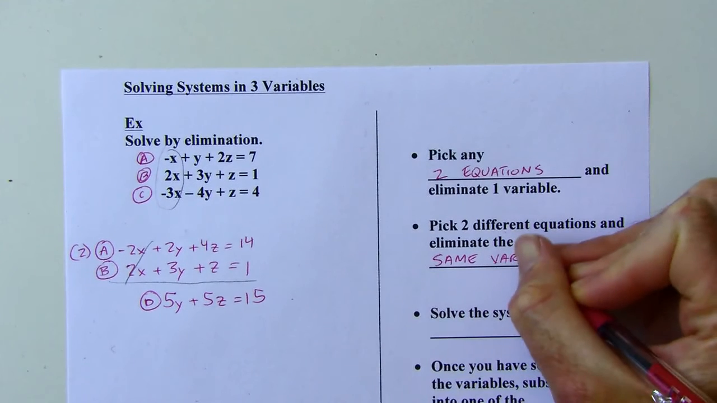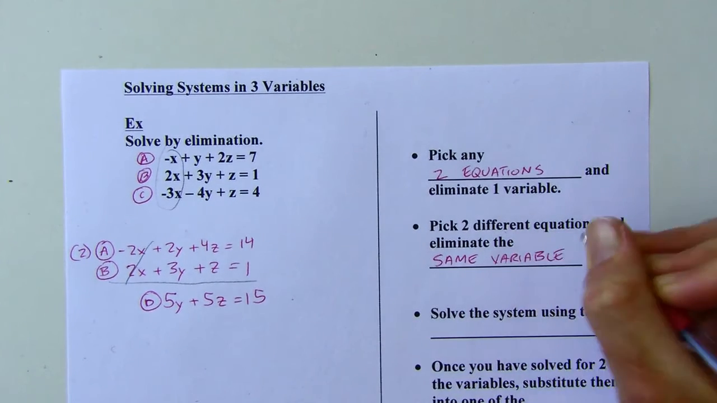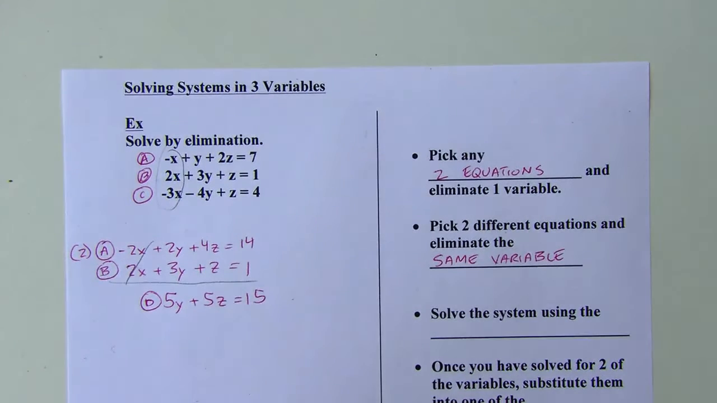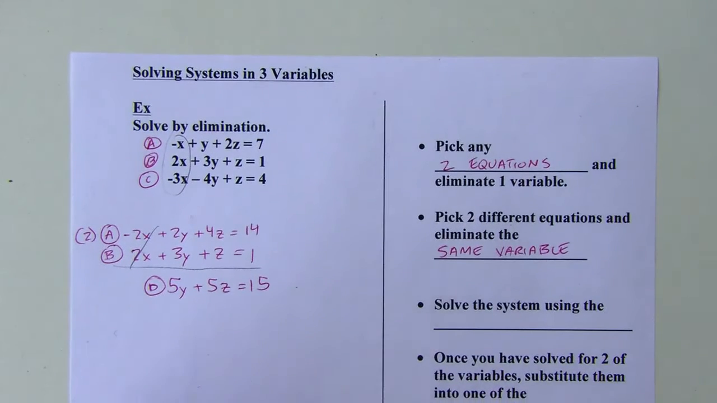Okay? And I really think it helps to label what you're doing. That way, it's really easy to make one little mistake on these, and it's very hard to figure out what the mistake is. It makes it a lot easier if you can track back to see what you were doing in the different steps.